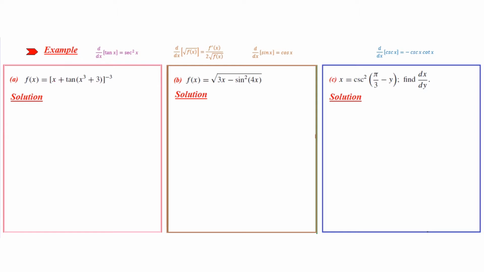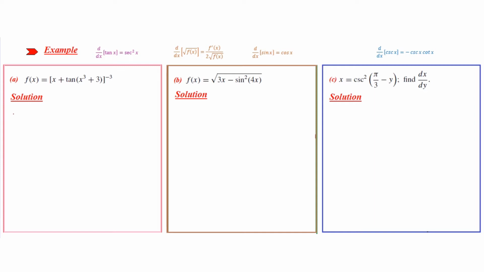For example, remember that the derivative of tan x equals secant square x, and the derivative of the radical equals f prime divided by 2 times radical. The derivative of sine x equals cosine x, and the derivative of cosecant x is minus cosecant x cotan x. We will start with part A. We are ready to find the derivative of this function.